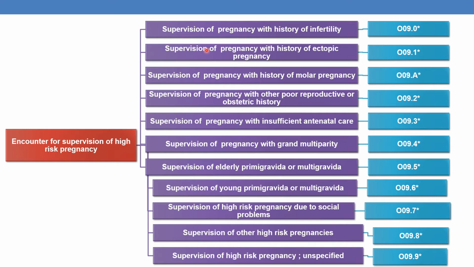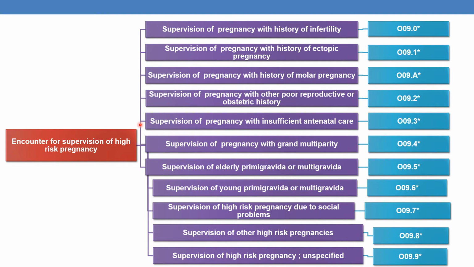The second case is supervision of pregnancy with history of ectopic pregnancy. It is given by the code series O09.1. All the codes are further expandable. O09.1 indicates supervision of pregnancy with history of ectopic pregnancy. The next is supervision of pregnancy with history of molar pregnancy. It is given by the code series O09.A. The next is supervision of pregnancy with other poor reproductive and obstetric history. This is given by the code series O09.2.